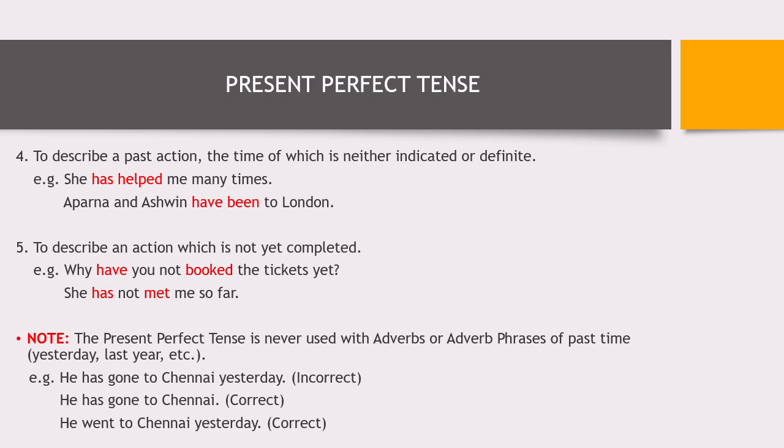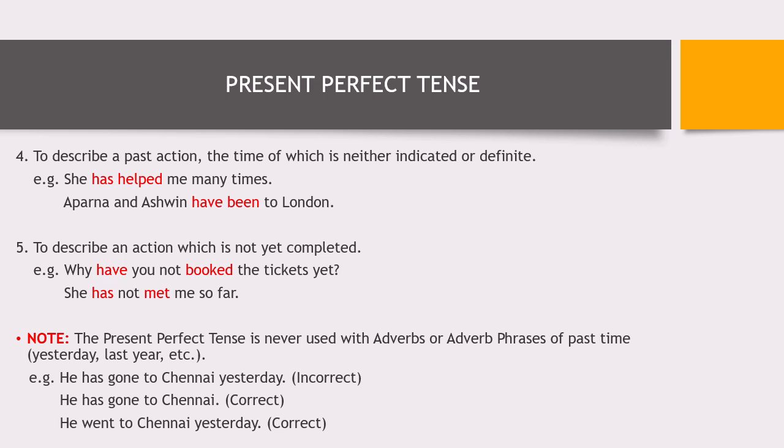Present perfect tense. 4. To describe a past action, the time of which is neither indicated nor definite. For example, she has helped me many times. Aparna and Ashwan have been to London. 5. To describe an action which is not yet completed. For example, why have you not booked the tickets yet? She has not met me so far.